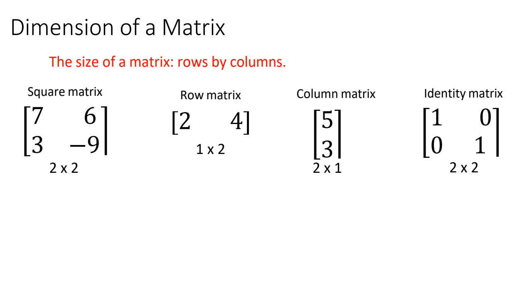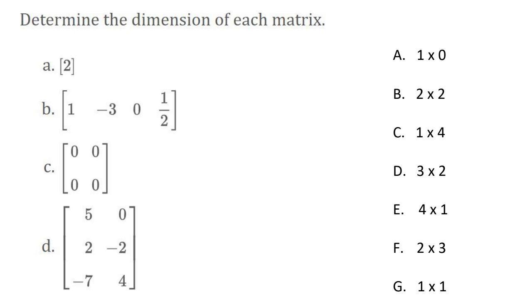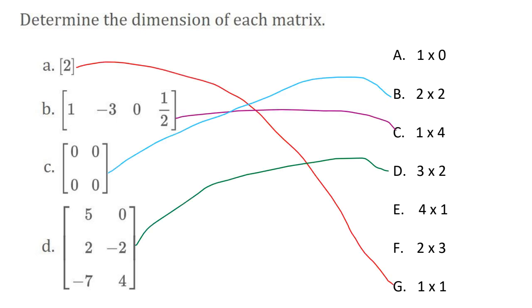All right, so let's practice to find out if we have this down packed, determining the dimensions of each of these matrices. Let's look at A. A, if you see, we are dealing with a matrix. We have the square brackets, but we only have 1 row and 1 column. So which one would this be? The 1 row and 1 column refers to G, right? So G is 1 row, 1 column. B, I have 1 row and I have 1, 2, 3, 4. So I have 1 row, 4 columns. So the dimensions of B is a 1 by 4.